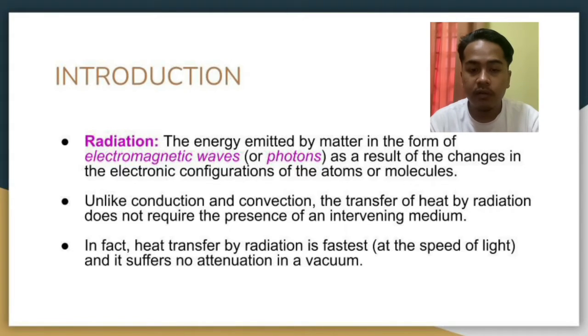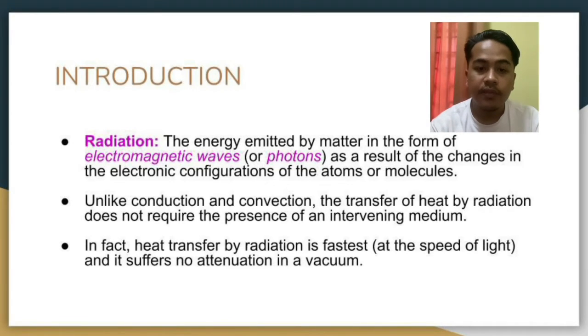Okay, first of all, we know that radiation is something that we cannot see with our bare eyes. So what is the meaning of radiation? Radiation, as we know, is the energy emitted by matter in the form of electromagnetic waves, or we call them photons, as a result of the change in the electronic configuration of atoms or molecules. Unlike conduction and convection, the transfer of heat by radiation does not require the presence of an intervening medium.